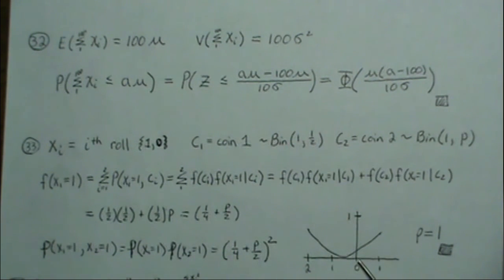But for p, we're only interested from 0 to 1. And so how do we maximize this function? Well, we let p equal 1 because that's the maximum that it can be. So the answer is p is equal to 1.